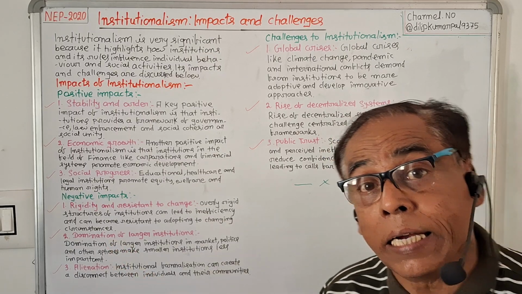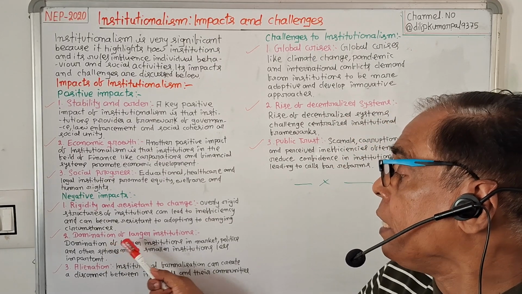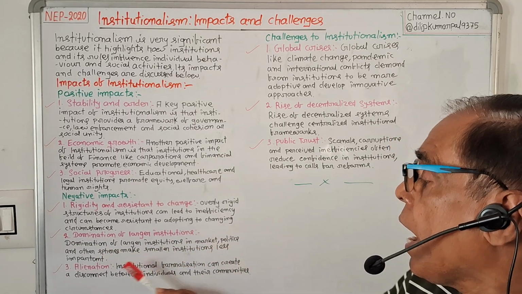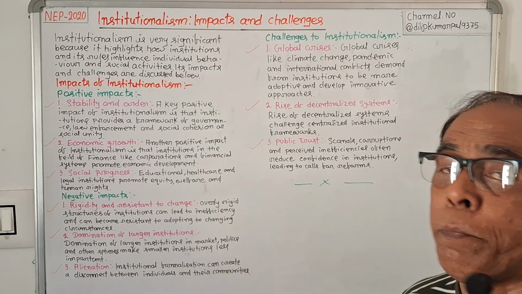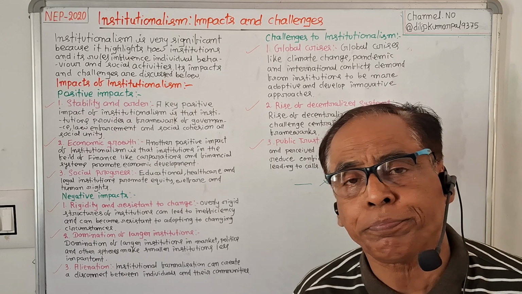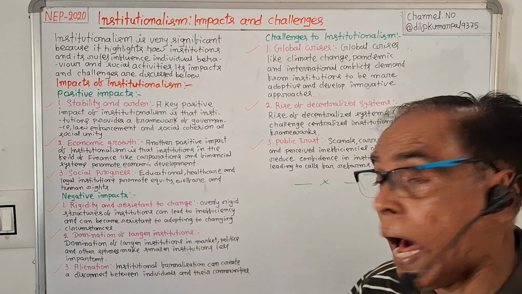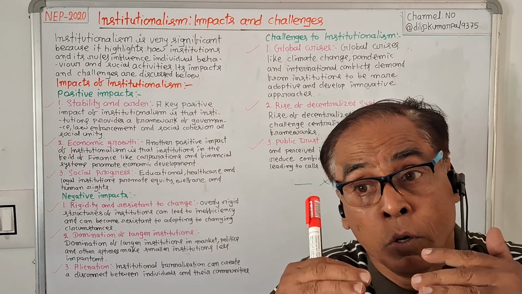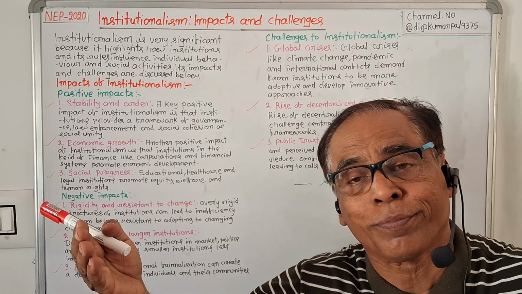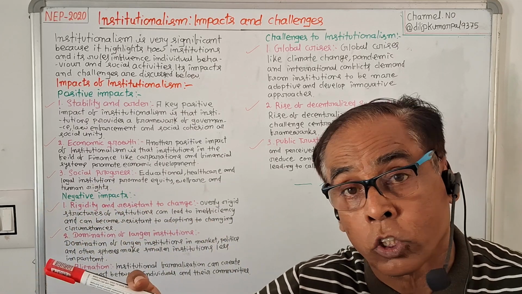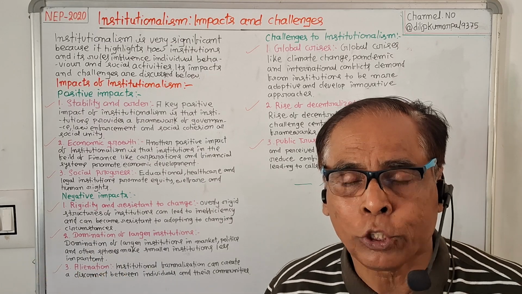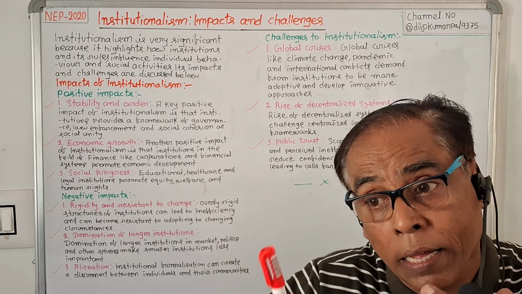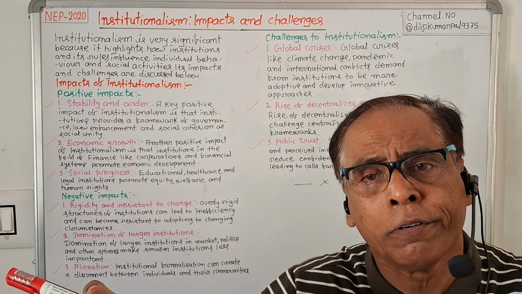Number 2. The second negative impact of institutionalism is domination of larger institutions. Domination of larger institutions in market, politics and other spheres makes smaller institutions less important. Another negative impact of institutionalism is that sometimes domination of larger institutions in the field of politics, market and other spheres will make smaller institutions ineffective or less important.